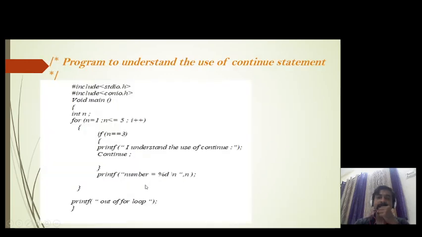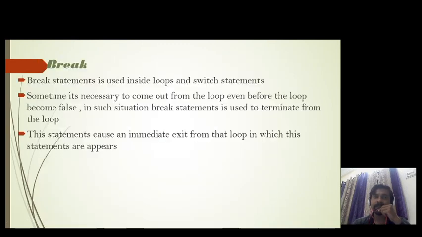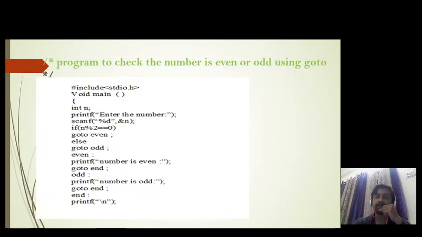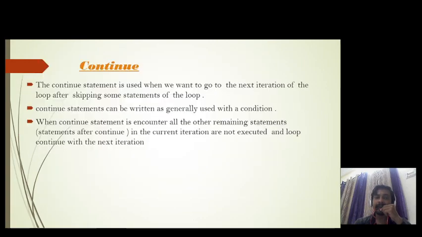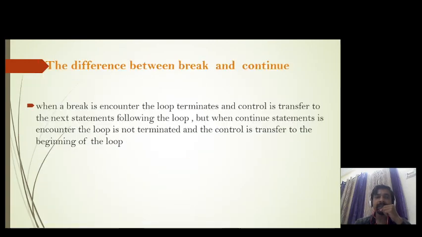In this way, we can understand the use of different control structures, say goto, break, and continue. Here is a big difference between break and continue. When break is encountered, the loop is terminated and control transfers to the next statement following the loop. But when the continue statement is encountered, the loop is not terminated and control is transferred to the beginning of the loop.